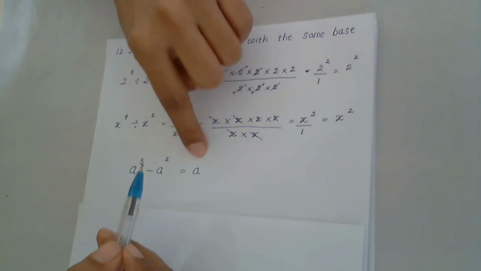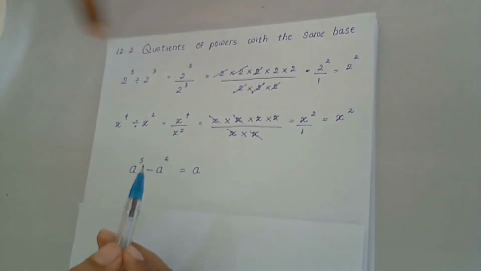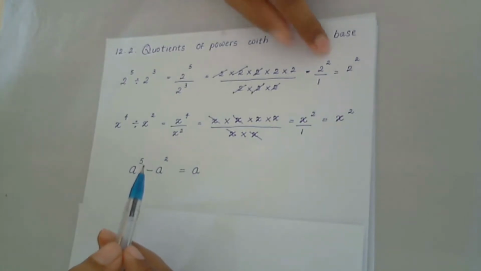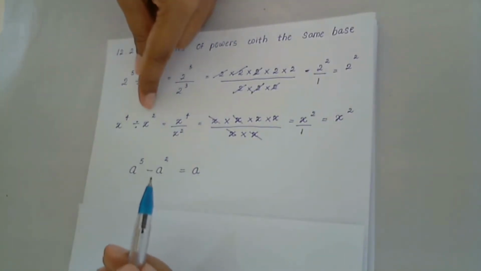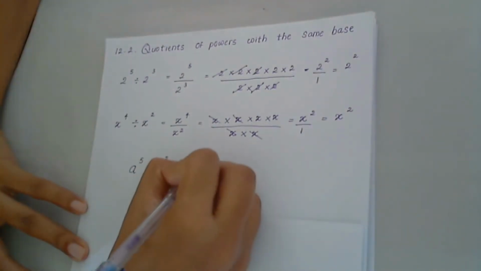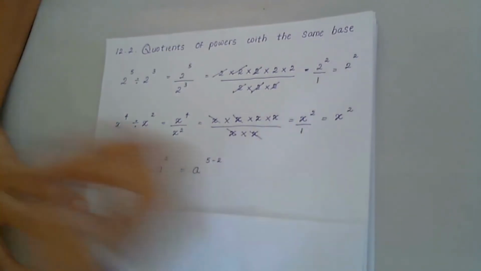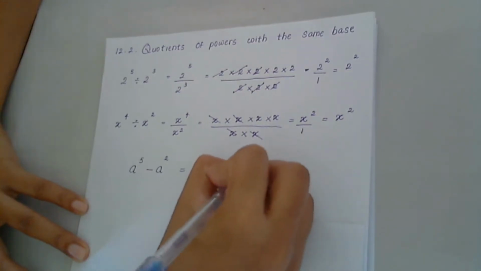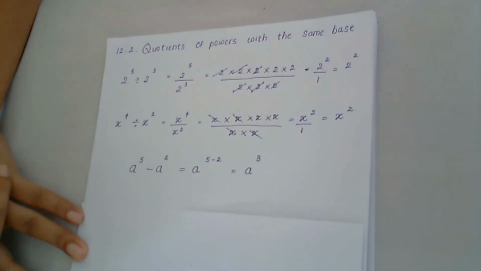To get the index value, you have to subtract the second value from the first one. That means 5 subtract 3 is 2. Here 4 subtract 2 is equal to 2. Then to get the value here, what you have to do? 5 subtract 2, then it is equal to a to the power 3. This is the short method. We can apply this directly when we have a quotient between the powers with the same base.